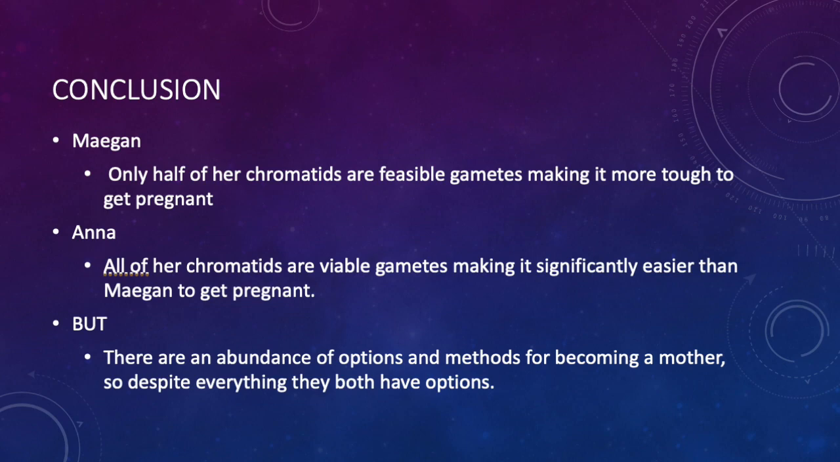Considering the feasible chromatids between Megan and Anna, there is a pretty significant difference among them. Anna has more viable chromatid options than Megan has, meaning Anna will be less likely to experience fertility issues because her chromatids will produce viable gametes, ultimately leading to offspring, whereas for Megan, only 50% of her chromatids have the possibility to produce viable gametes, making it more likely for her to experience fertility issues. However, luckily for them, plenty of ways for them to both become mothers exist.